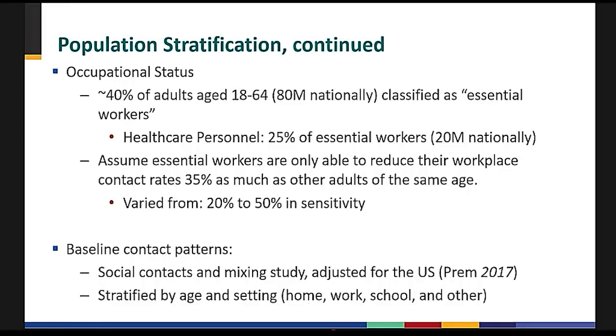In addition to age and high-risk status, we also stratified by occupational status. About 40% of adults aged 18 to 64 are classified as essential workers, and healthcare personnel make up about 25% of those workers. For these essential workers, we assume that they are only able to reduce their workplace contact rates 35% as much as other adults of the same age. Because this is an assumption, we varied this from 20% to 50% in sensitivity analysis. We based the contact patterns used in the model on a social contacts and mixing study called POLYMOD, which was conducted in multiple European countries. The contacts and mixing data were adjusted for United States demographics and were taken from a study authored by Prem and published in 2017. The contact rates are stratified by age group and setting, which were home, work, school, and other settings. Next slide, please.